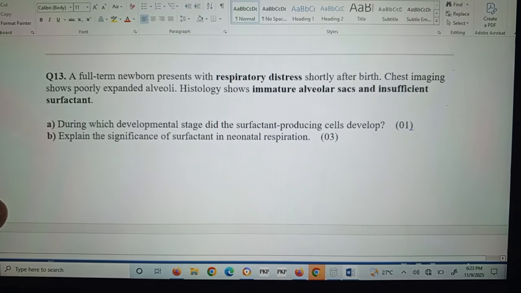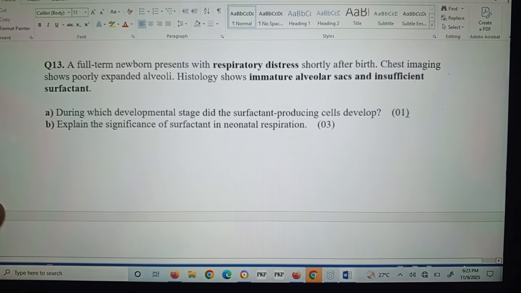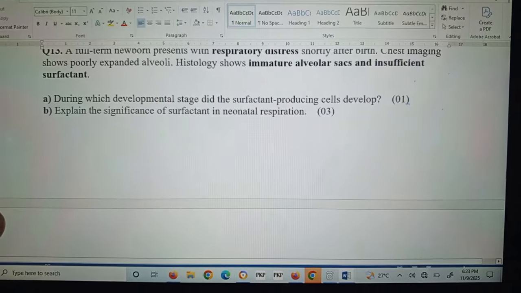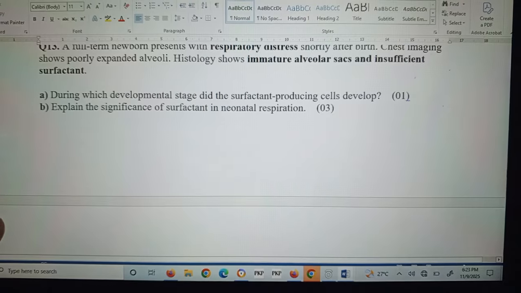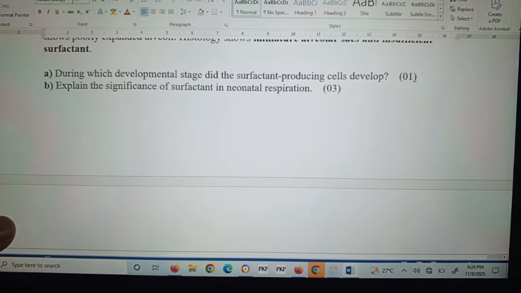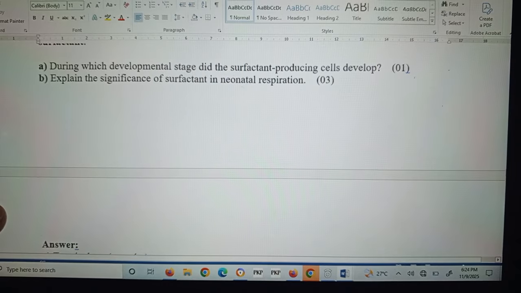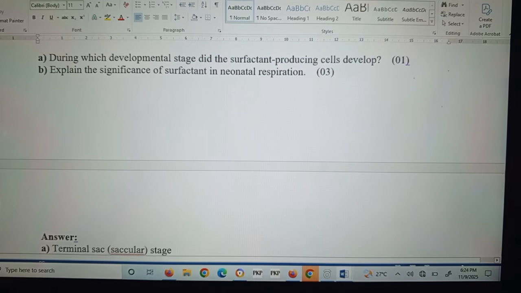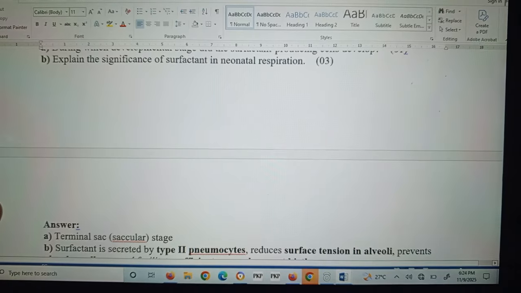Question number 13: a full-term newborn presents with respiratory distress shortly after birth. Chest imaging shows poorly expanded alveoli. Histology shows immature alveolar sacs and insufficient surfactant. During which developmental stage did the surfactant-producing cells develop? Explain the significance of surfactant in neonatal aspiration.